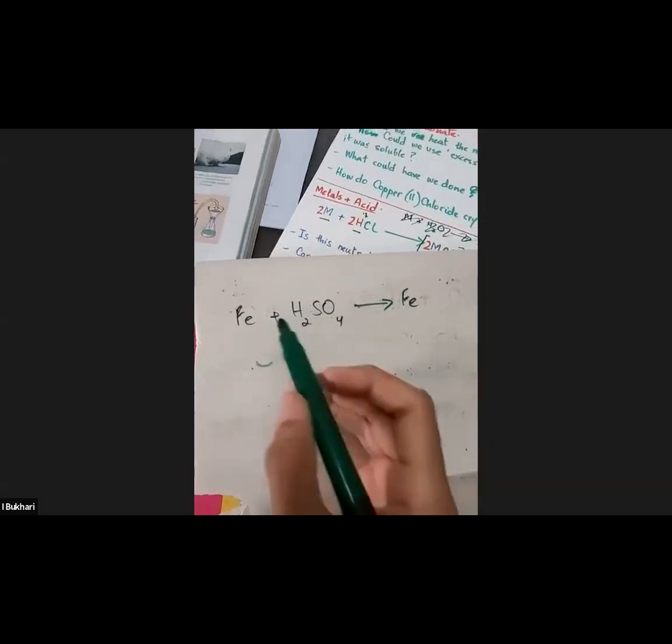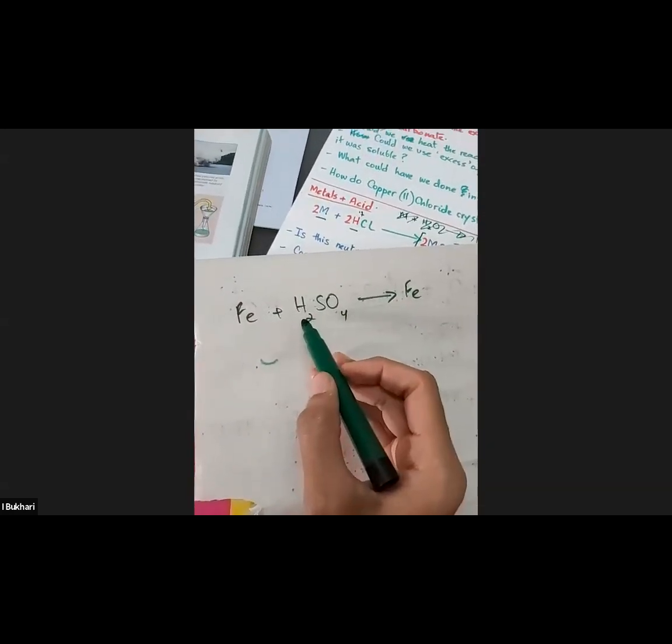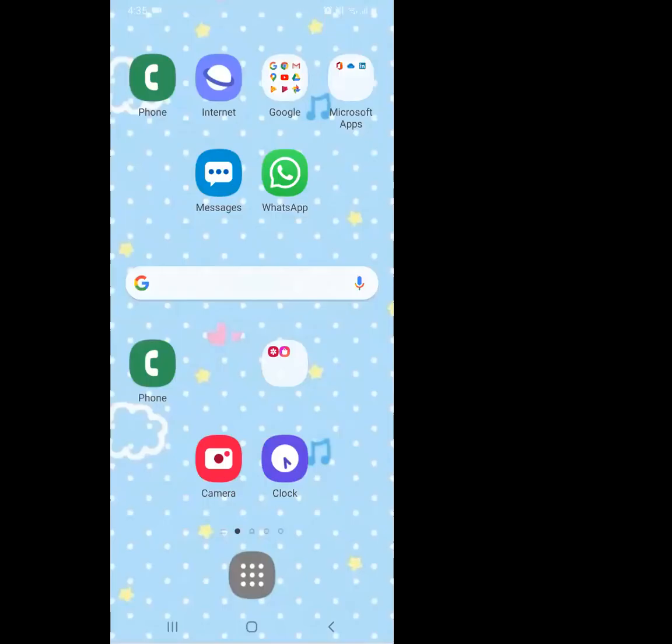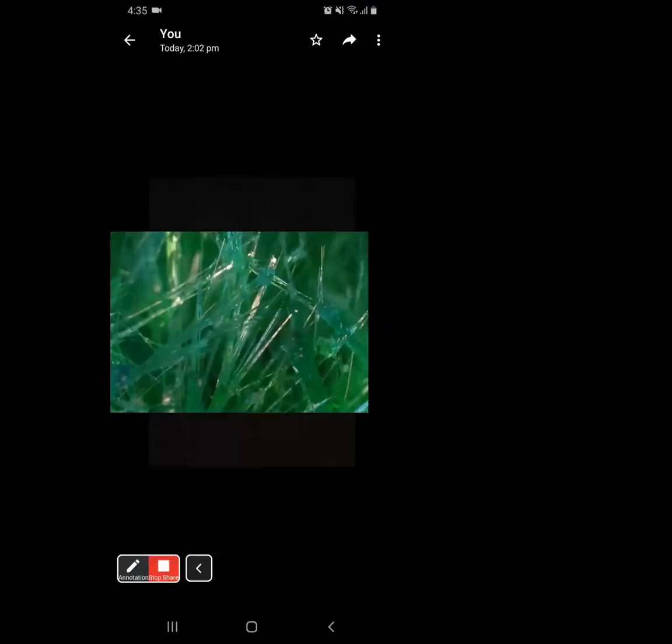Acid is sulfuric and metal is iron. Good job, Wajiha. Yes. So we can have iron plus sulfuric acid to give us iron sulfate. Can iron kick the hydrogen out? How do we know? Let's look at the reactivity series. I'm sharing my screen.